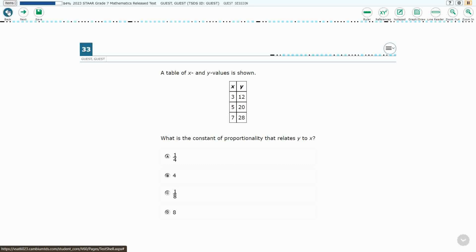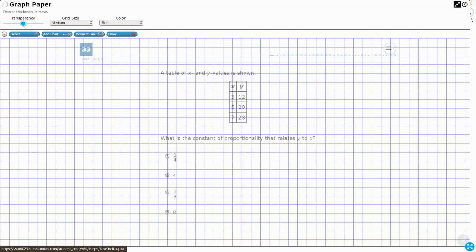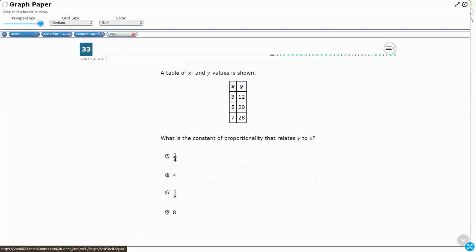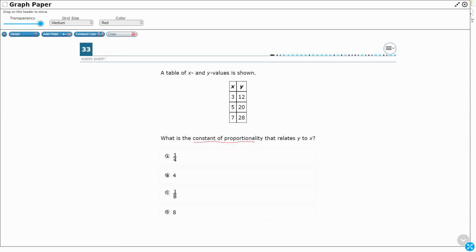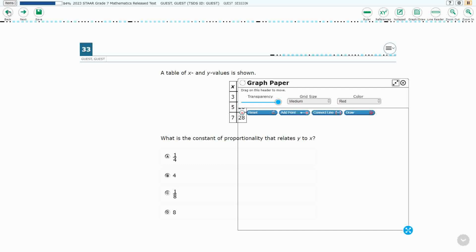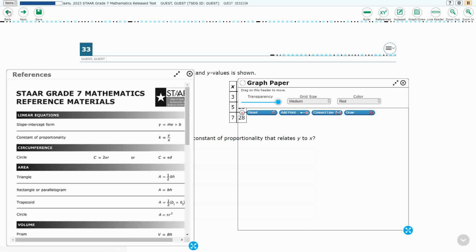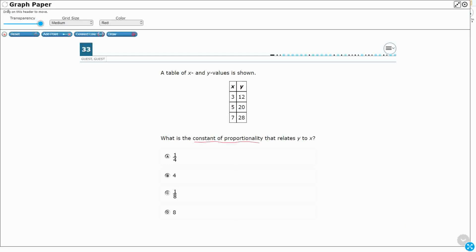All right, so looking at number 3, they go ahead and tell us straight out that we are looking at the constant of proportionality, and we just have a simple table here, right? We've got 3 x's, and we've got 3 y's, and they are matched up. So let's go to our reference material, because we are going to see something that's going to help us solve this. It's that second line right there, constant of proportionality, k equals y over x. So that is what we need to be looking at here. So our k is our constant, and it equals y over x.